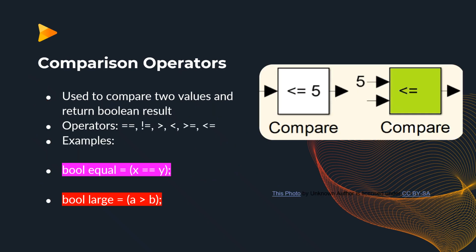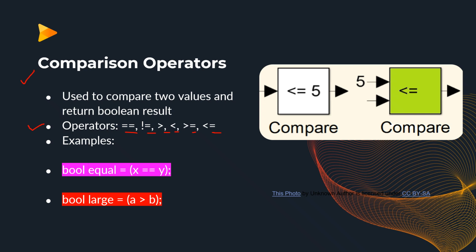Comparison operators, as the name suggests, perform comparison between two values, and it will return a boolean type of result. Now what is a boolean type of result? It will return true or false. So there are different types of comparison operators, like equal to, not equal to, greater than, less than, then greater than equal to, then less than equal to.